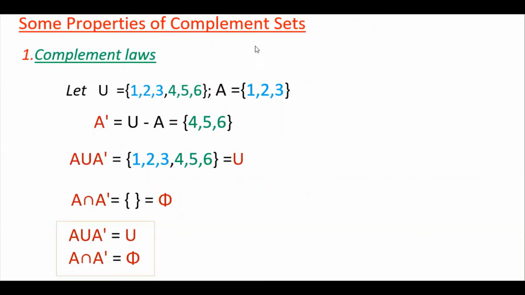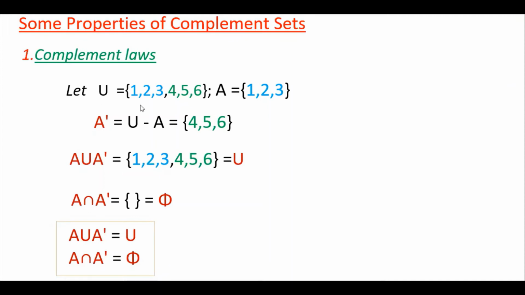These are some properties of complement of a set. The first one is complement laws. If you take the universal set as {1, 2, 3, 4, 5, 6} and A is equal to {1, 2, 3}, we know that all the elements of A are in U also. And the complement of set A is equal to U minus A, the difference of these two sets, that is equal to {4, 5, 6}. You have to remove the elements of A. So those are 4, 5, 6.